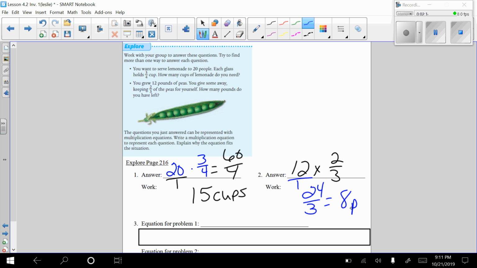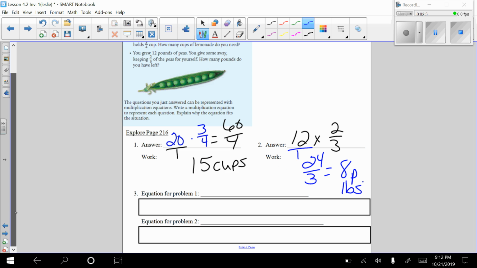So I would have 8 pounds. And you could abbreviate it with a P. You could write LBS. That also means pounds. However you would like to abbreviate that, as long as you can explain it. Now, the equations for these problems. Well, we kind of already wrote the equations up here. So if I wanted to do some equations, how could I write these multiplication problems?